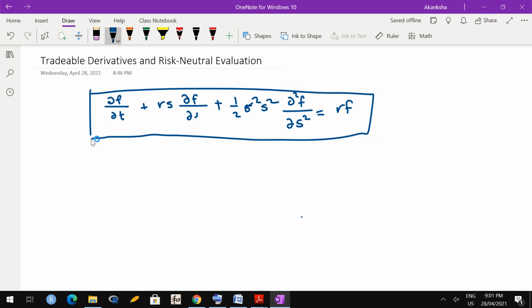So any derivative whose price f satisfies this differential equation would be called a tradable derivative, and any derivative whose price doesn't satisfy this equation would be non-tradable. Non-tradable in the sense it cannot be traded without creating an arbitrage opportunity. Okay, tradable derivative is the one which can be traded without creating any arbitrage opportunity.